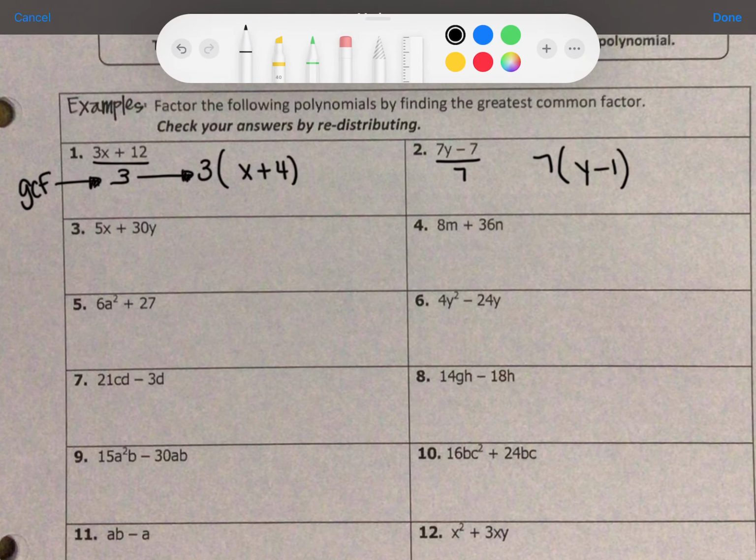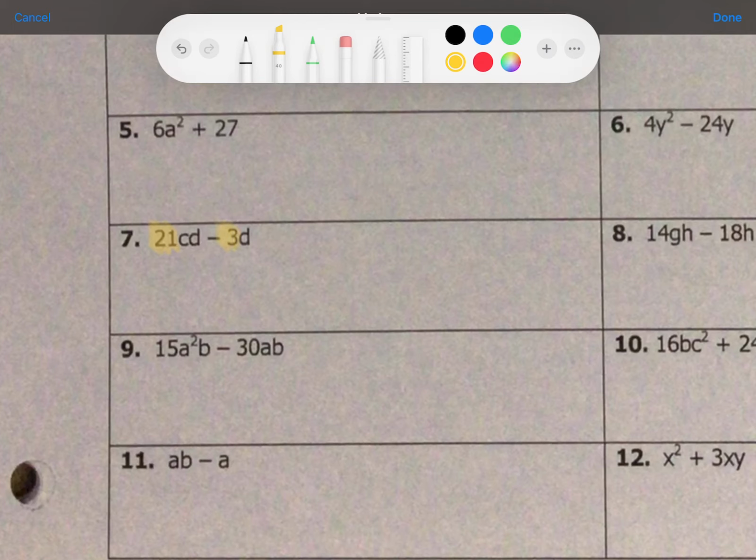Now I do want to jump down when we start getting multiple variables, like on number 7. So both of my terms, I first focus on the number, so 21 and 3. What is the number that I can divide into both 21 and 3? 3. If you notice, this term has a C, this one does not. So I can't say that they have a C in common. However, they both do have a D. So I can take out a D. I can divide by D. And they both have a 1, so the smallest exponent is a 1. So just a 3D is what they have in common.